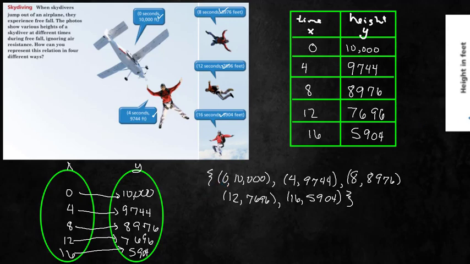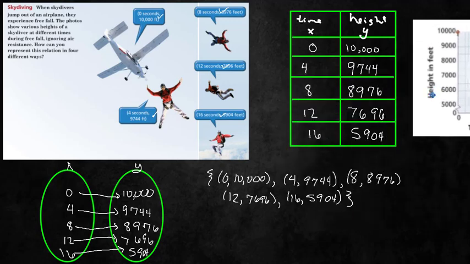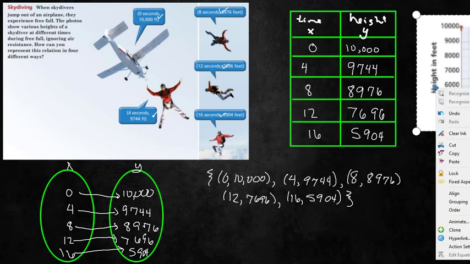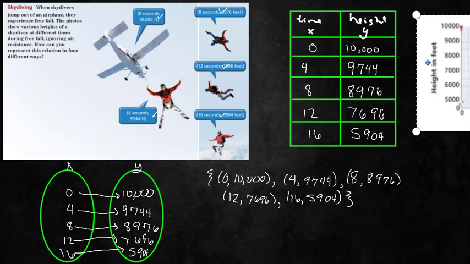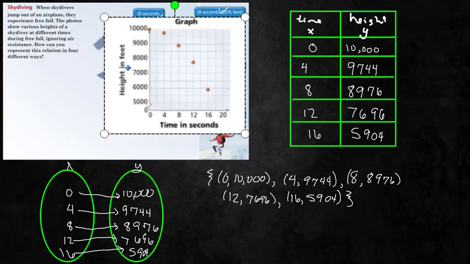The last way we can represent this information is as a graph. When we do it as a graph, what you'll see is your X and Y plotted as ordered pairs. And remember we talked about the X being your time in seconds and your Y being your height in feet. So that's the last method that you could represent it with that we were talking about today.